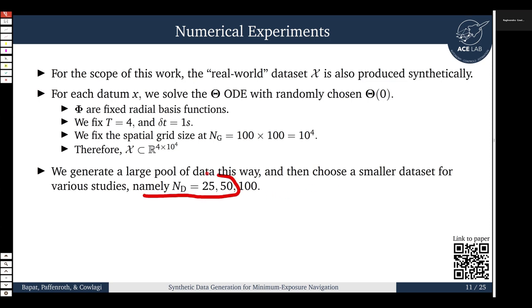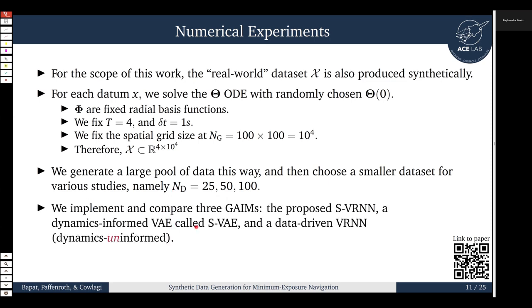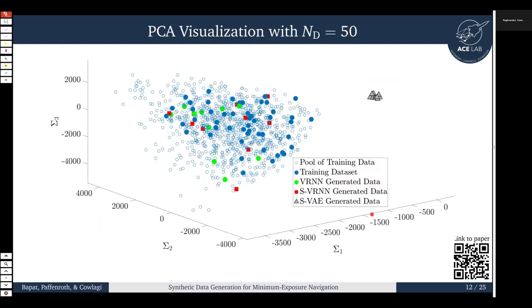So we are going to present some results with ND equals 25 and 50. This is the number of training data points that we actually used. Now, we implement and compare 3 different architectures. The proposed SVRNN, the split variational recurrent neural network. But to compare that, we also developed a different dynamics-informed architecture called the split VAE, the split variational autoencoder, and a purely data-driven architecture called the variational recurrent neural network. Essentially, the difference between these two is that one is dynamics-informed and the other is only data-driven. So we expect that the dynamics-informed one will learn better through a smaller number of observations. So that's something we see in plots like this one.